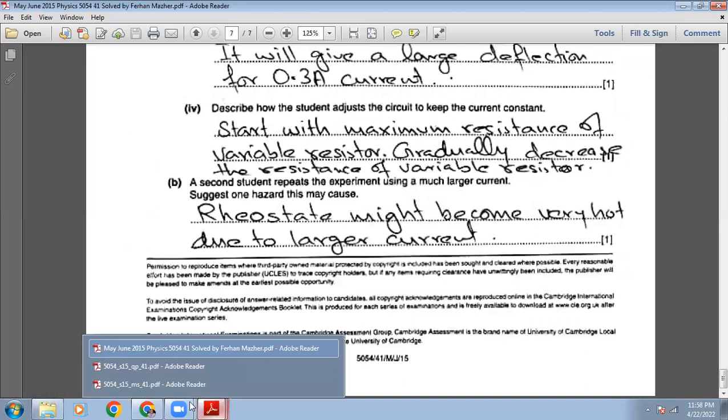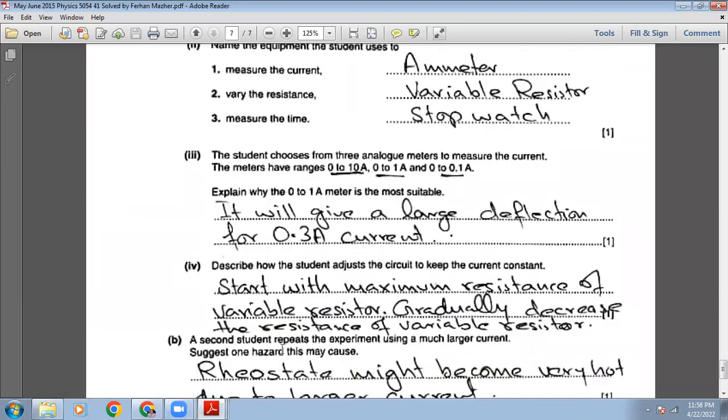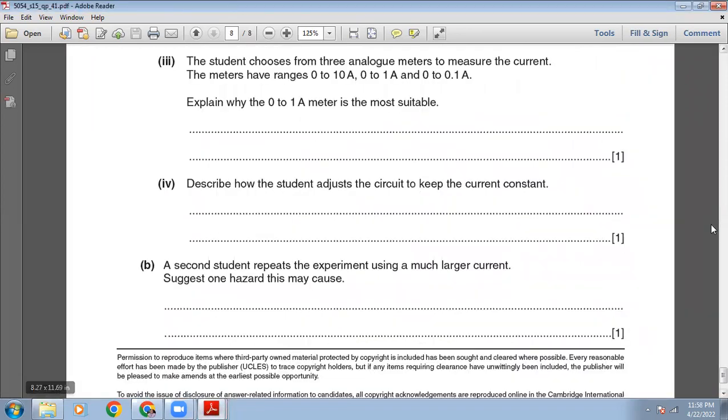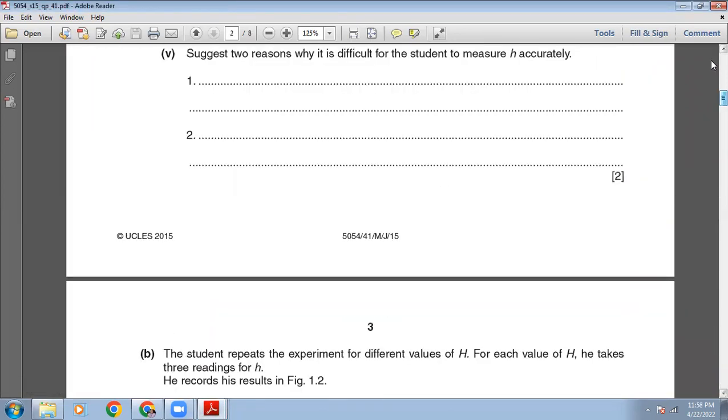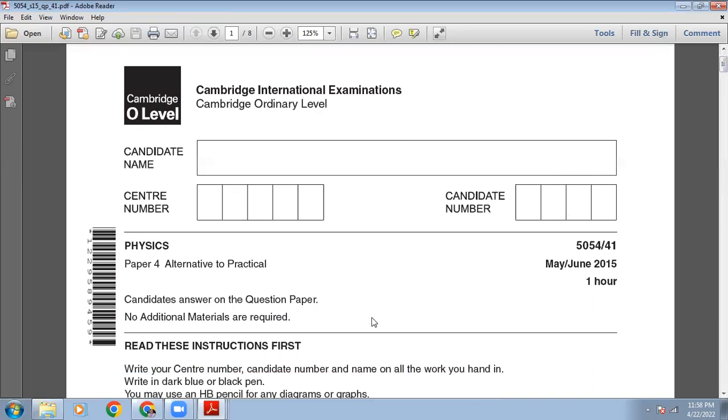My dear students, today we have done the May/June 2015 paper 4-1. This was paper 4, which we call alternative to practical. The time allowed was 1 hour. I have tried my best to explain the concepts which were involved in this paper. I hope you have understood this.